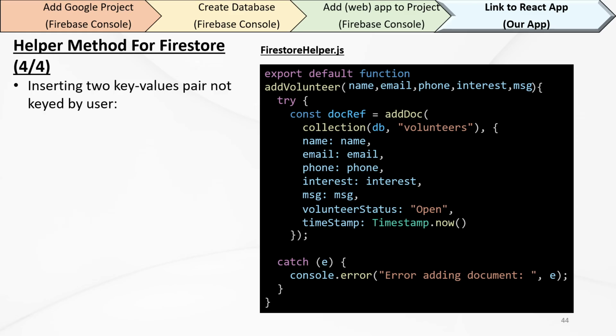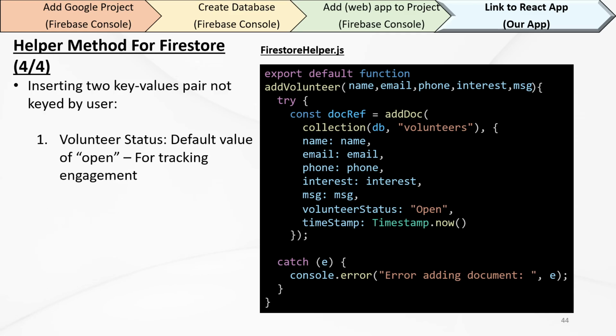Okay, so we are not done yet. There are two other fields we need to include, which is the volunteer status and the timestamp. This volunteer status has a default value of open. Understandable, because when you just sign up, this thing is open. We'll try to scope out what other parameters there are for future sprints. And the timestamp is like what we mentioned, for future tracking and sorting.